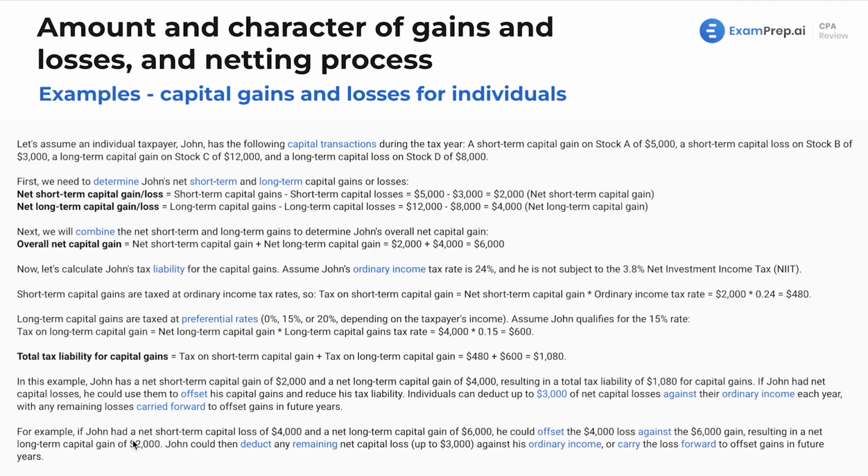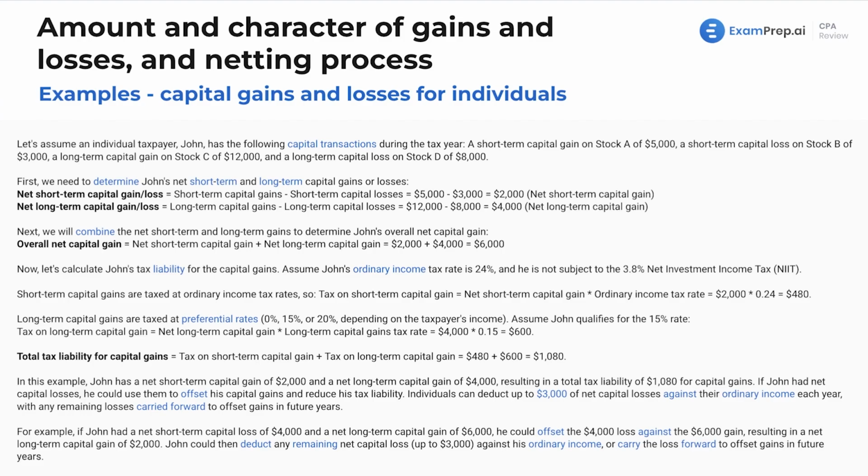For example, if John had a net short-term capital loss of $4,000 and a net long-term capital gain of $6,000, he could offset the $4,000 loss against the $6,000 gain, resulting in a net long-term capital gain of $2,000. John could then deduct any remaining net capital loss against his ordinary income or carry the loss forward to offset gains in any future years.